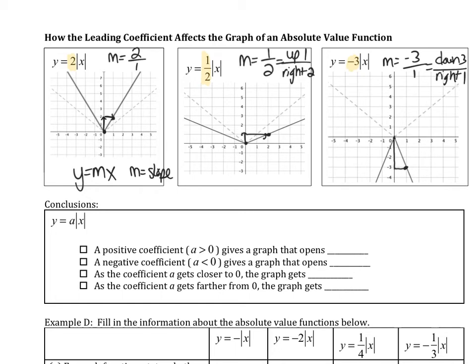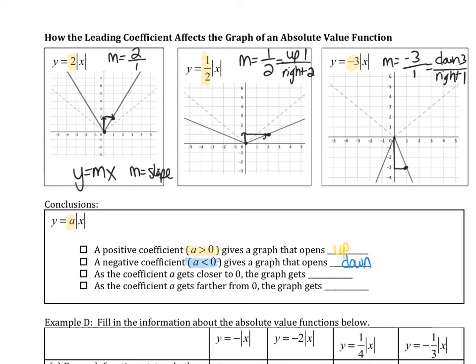So the conclusions from all these graphs are that if you have an absolute value equation in the form y equals a|x|, where a is a number, if a is greater than 0, then the graph opens up. If a is less than 0, if a is a negative coefficient, then that gives a graph that opens down, like in the last example we just did. So negative is down, positive is up. That's pretty easy to remember.